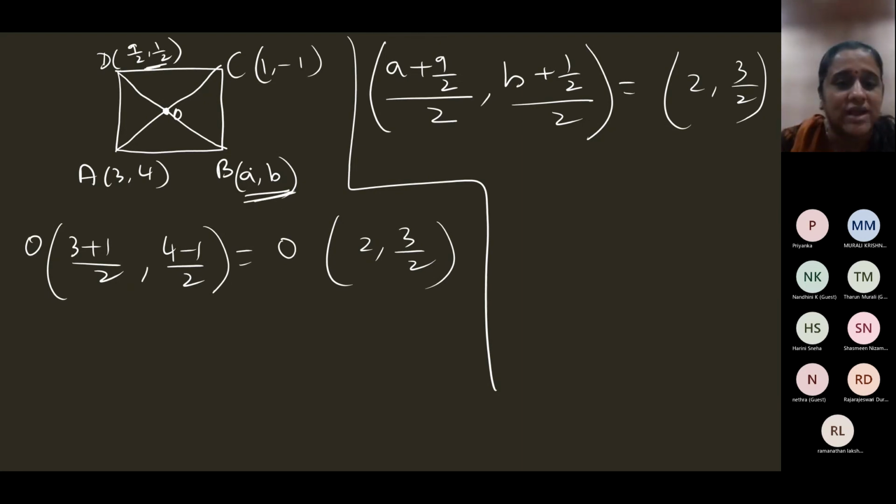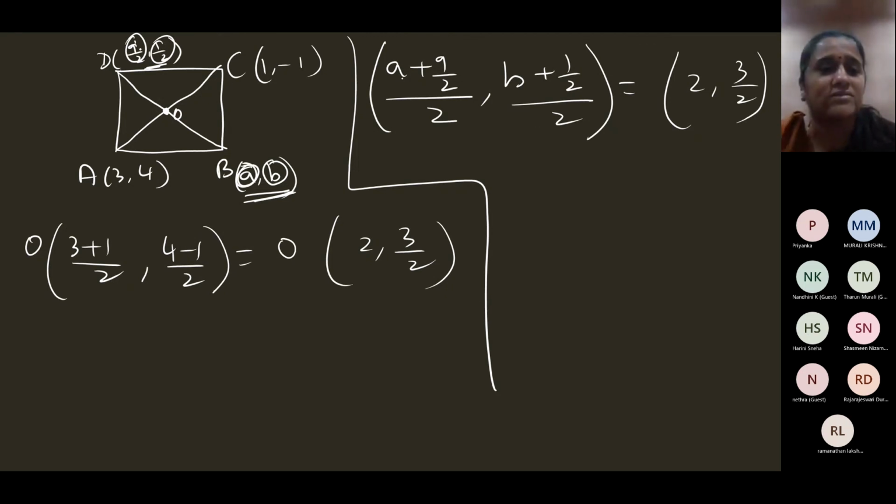Add the x coordinates, A and 9 by 2. Divide by 2. Add the y coordinates, B and 1 by 2. Divide by 2. What will you get? You will get the coordinates of the midpoint of BD. x1 plus x2 by 2, y1 plus y2 by 2. You will get the coordinates of the midpoint of that line segment.